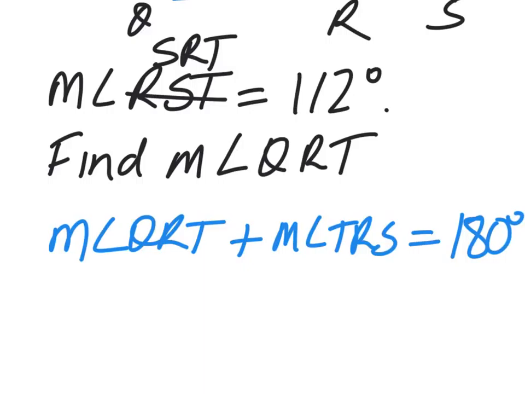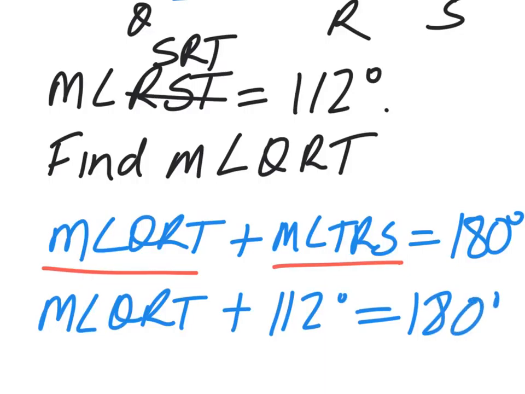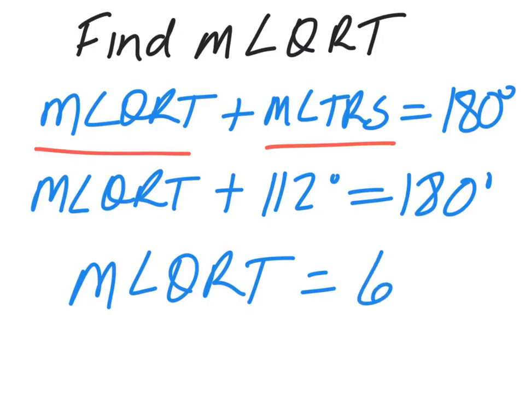Now, the angle QRT we don't know. The angle TRS, or SRT as I called it earlier, we do know. Remember that SRT and TRS are the same. So we know that the measure of QRT plus 112 degrees is equal to 180. Okay? So then QRT must be 68, because you add 68 to 112, you get 180. So the measure of the angle QRT is 68 degrees. And that's what the question asked you for.